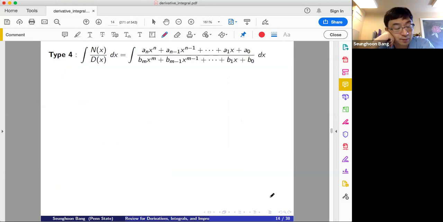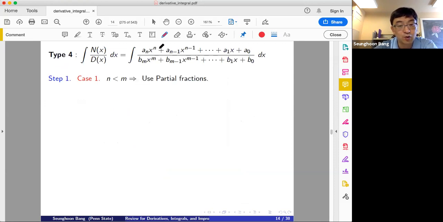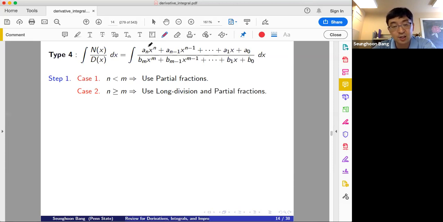Type 4, the integral of a polynomial over polynomial form. How can you solve it? It depends on the power. If the bottom power is greater than the top power, only use partial fractions. Second case, if the top power is greater than or equal to the bottom power, you have to use long division to reduce the power on the top. Next, use partial fractions. Step 2, you can use useful integrals.